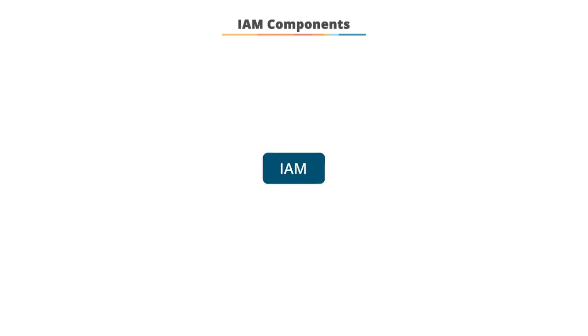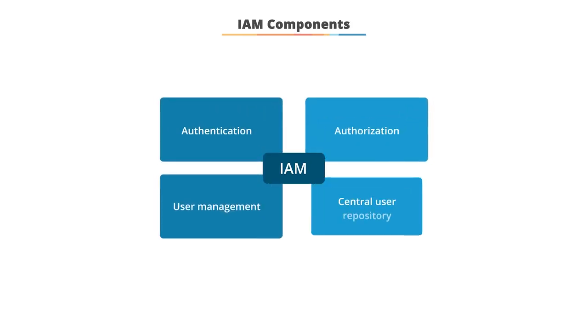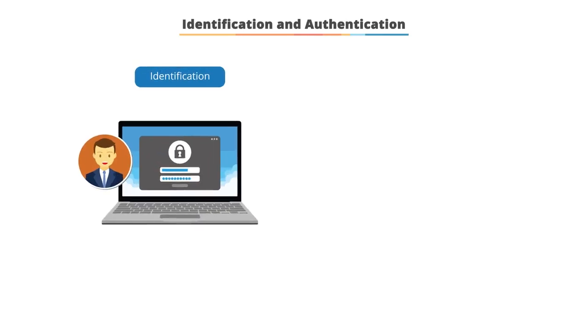So what are the components of identity management? Authentication, authorization, user management, and central user repository. Under identification and authentication, identification is the ability to identify uniquely a user of a system or an application that is running in the system.